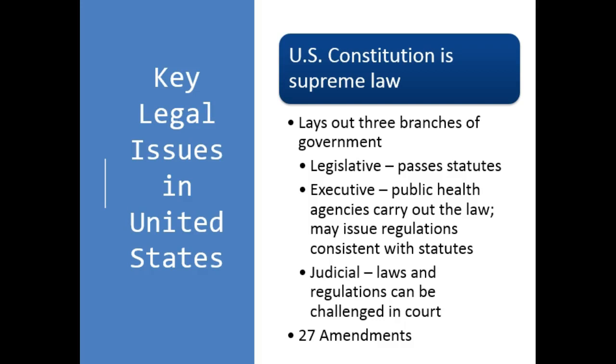Also, remember that we have three branches of government. The legislative branch passes statutes or laws. The executive branch is the president, and the president is supposed to carry out the law. And then the judicial branch is where the laws and regulations are reviewed and they can be challenged. So the legislature makes the laws, the judicial branch interprets the laws, and the executive branch is supposed to assure the laws are carried out.